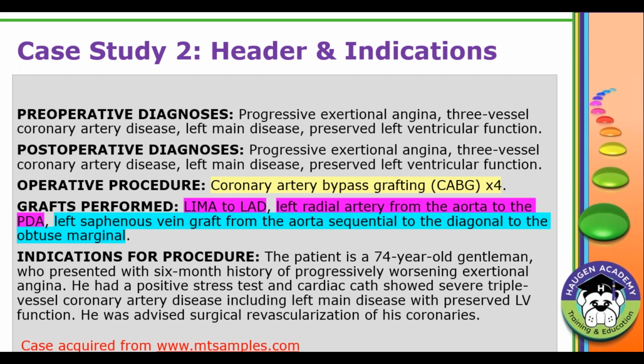So in this one, he says he's doing coronary artery bypass grafting times 4. He says he did a LIMA to the LAD. He did a left radial artery from the aorta to the PDA, that's the posterior descending artery, and a left saphenous vein graft from the aorta sequential to the diagonal and obtuse marginal. We have 3 types of graft material, LIMA, radial, and saphenous vein graft, but this saphenous vein graft was a sequential graft that went to 2 different coronary arteries. So he really did do 4 bypass grafts, assuming that that's what's in the operative report. And spoiler alert, that is what's in the operative report.